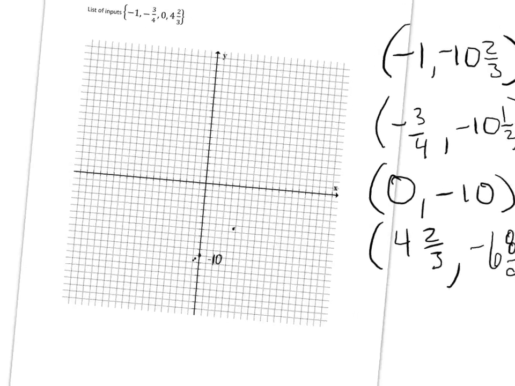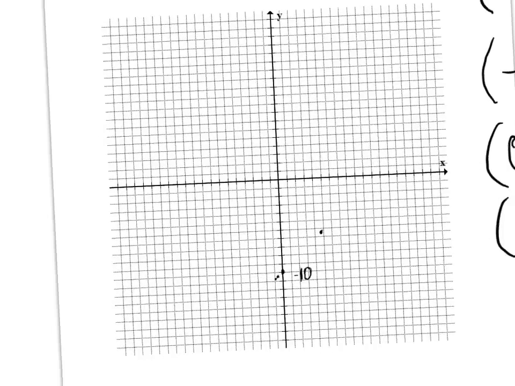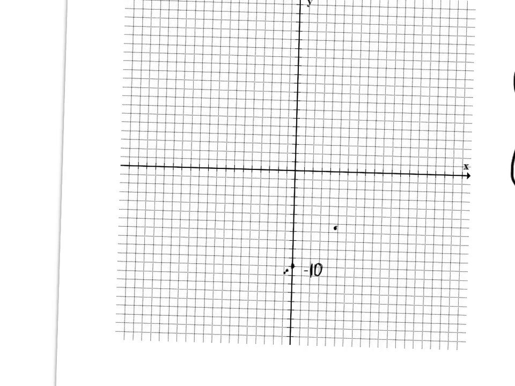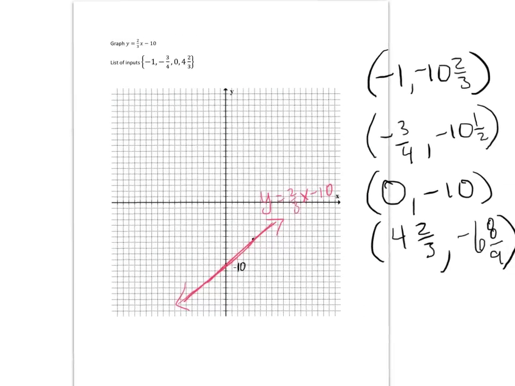Now, granted, it's not as accurate, but the way that we check and make sure that we have done all of our plotting and math correctly is that if you take these points and draw a straight line through them, pretty good straight line, this will tell you this is the equation, y equals 2/3 x minus 10, and all of your coordinates should make a straight line.